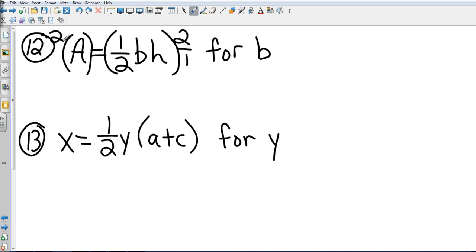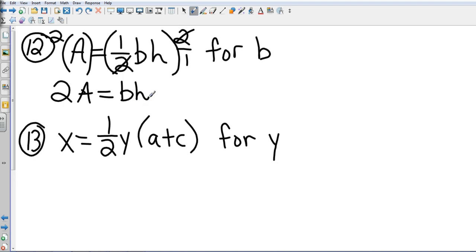Over here, I'm just going to multiply it by 2. I don't have to do 2 over 1 because a is not a fraction. 2 times a? 2a. Oop, I almost put a lowercase a there. That would be bad. I could lose my job. 2a equals b over h.